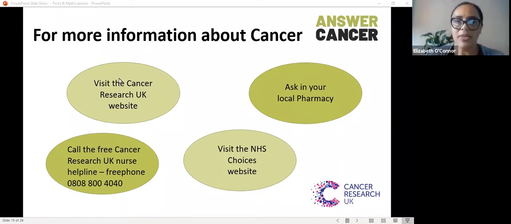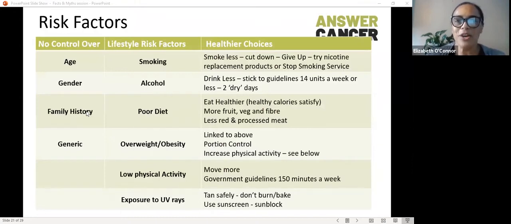Okay, so now we know a few facts and myths, and we know where to find some reliable and factual information. So now we'll have a quick look at a couple of things that can increase our risk of getting cancer.